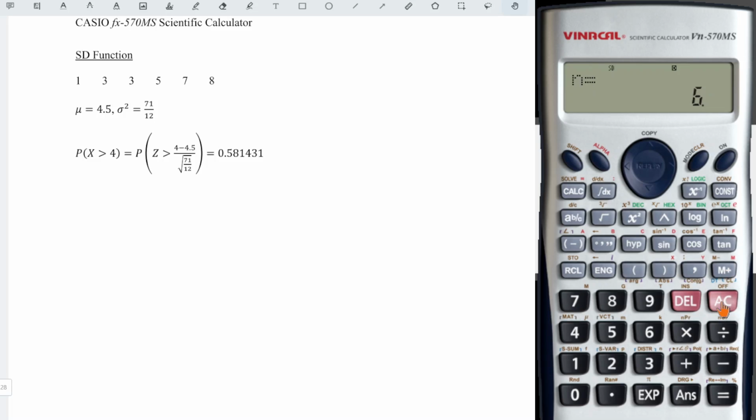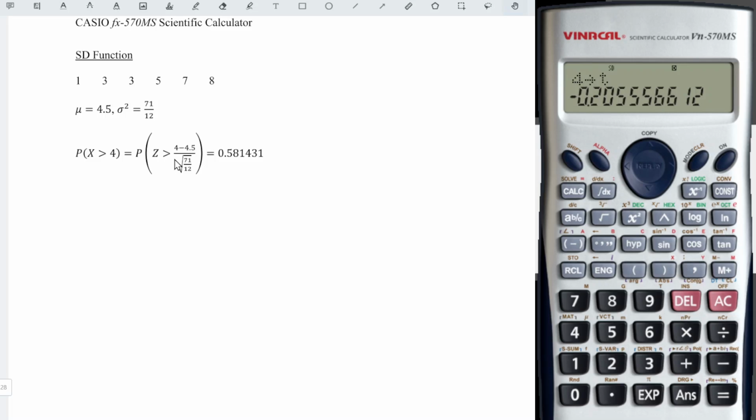Then press AC. To standardize the value 4, press 4, Shift 3, 4 to standardize. Press equal. Then we will obtain the standardized value.